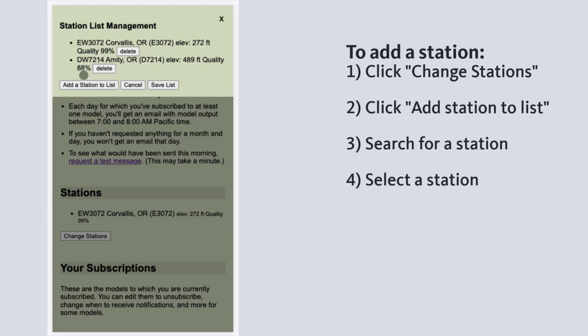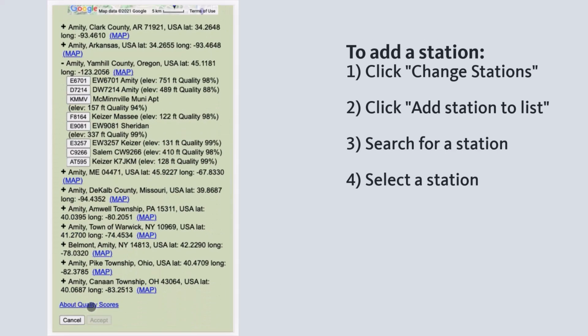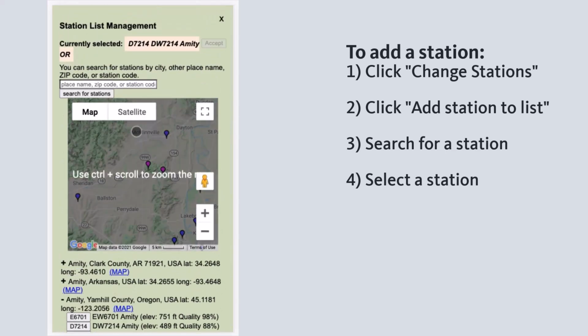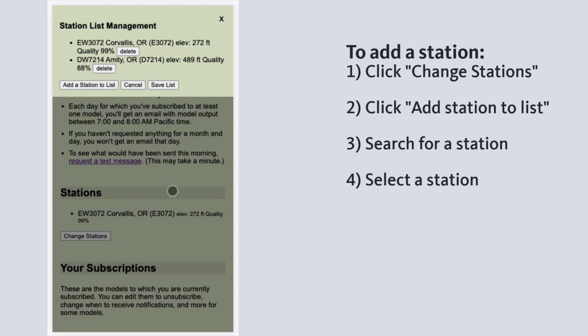You'll notice here there's a quality score of 88%. If you want to know more about that, there's a link at the bottom. This is about quality scores, and it will describe what that quality score means. If you need to get out of this and you don't want to change anything, you can always hit Cancel.